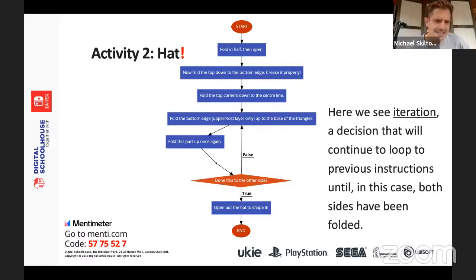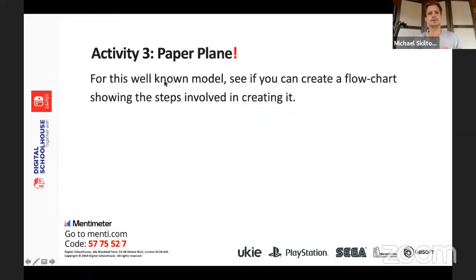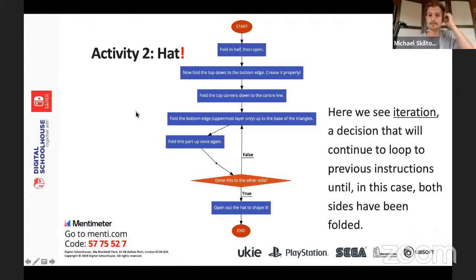The question or the decision box I then ask is, has this been done to the other side? Okay. If the answer to that question is false, this has not been done to the other side, what we do in this case is we loop back to a previous instruction. We say fold the bottom edge, uppermost layer to the base of the triangles, and then fold this part up once again. And what I've created here, guys, is a loop. This loop is enabling us to go back around and make sure that we've double checked and produced both sides of this hat.